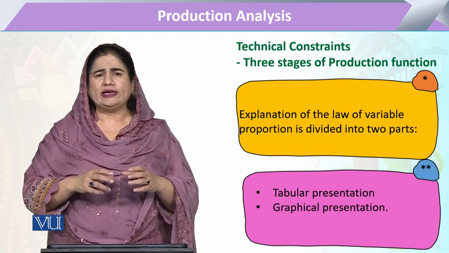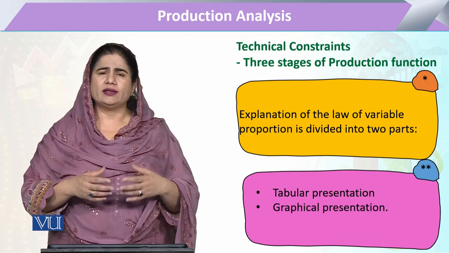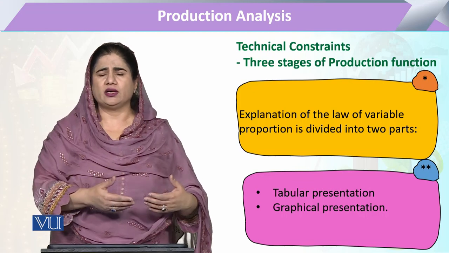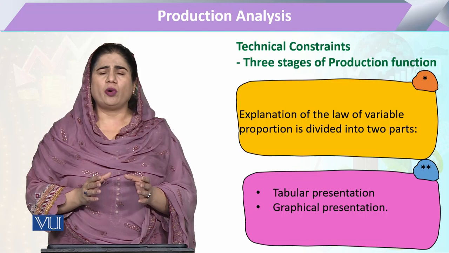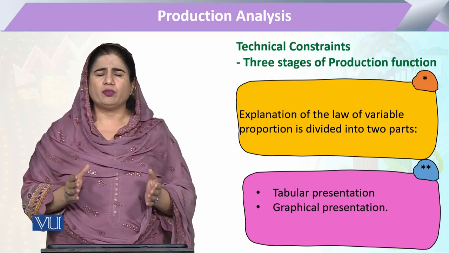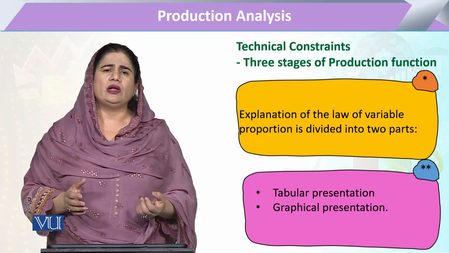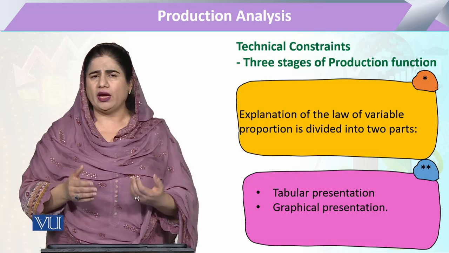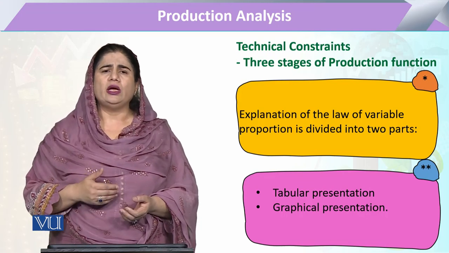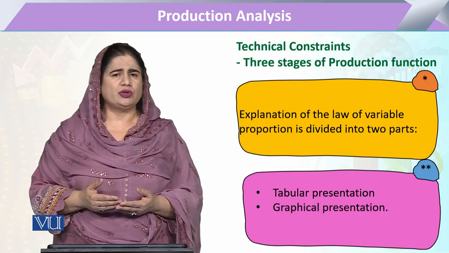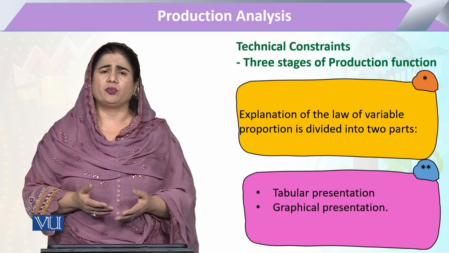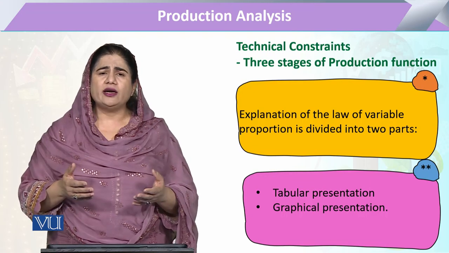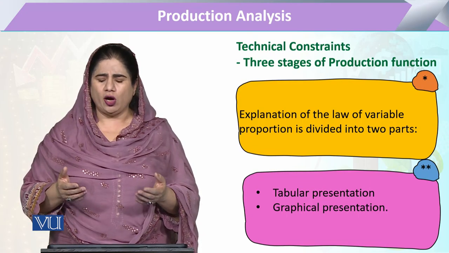So when we deal with these two and at the same time we have to utilize other fixed factors, it gives us the three optimal stages of the production function that will give insight to the entrepreneur about how he or she has to utilize certain inputs and how that entrepreneur has to decide about the total level of the output.